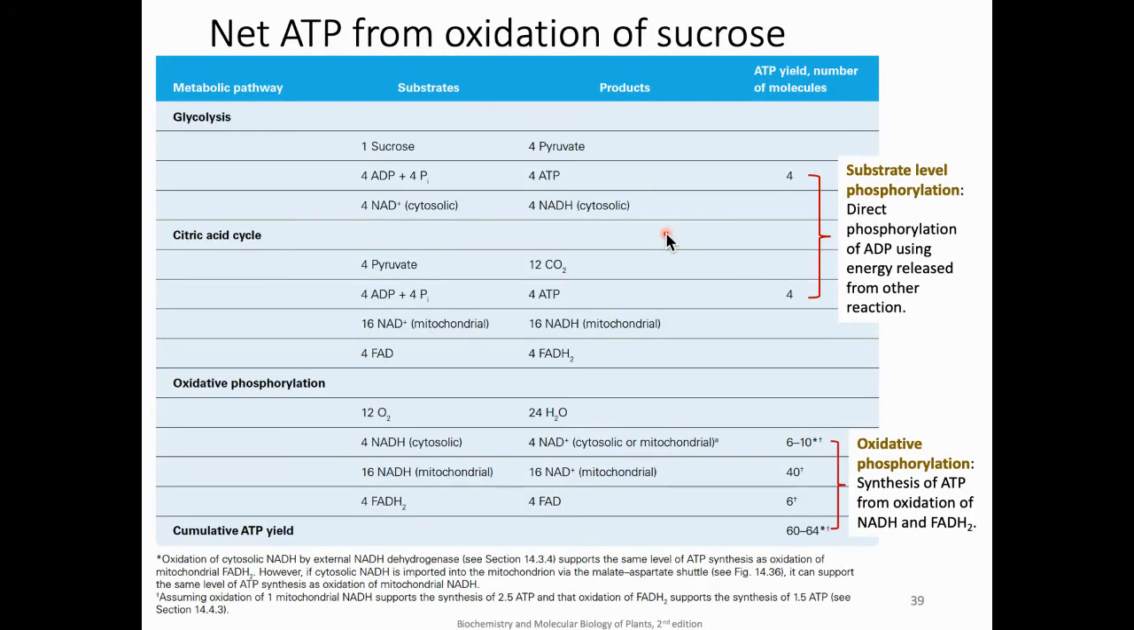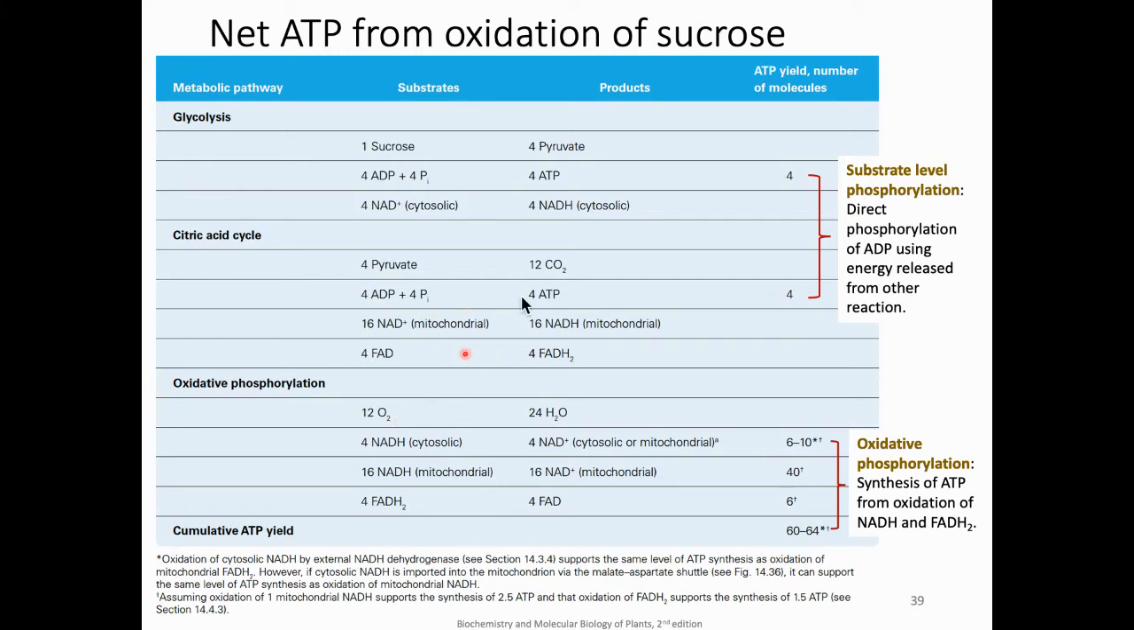And if you look at the outcome of the oxidation of sucrose, you start with 1 sucrose. In the process of glycolysis, you get 4 pyruvate, 4 NADH, and 4 ATP as substrate level phosphorylation from glycolysis. For the citric acid cycle, you start from 4 pyruvate. You get 12 carbon dioxide, 4 ATP, 16 NADH, and 4 FADH2. Here you have 4 ATP from the citric acid cycle and 4 from glycolysis. These are substrate level phosphorylation. It is the direct phosphorylation of ADP using energy released from other reactions.